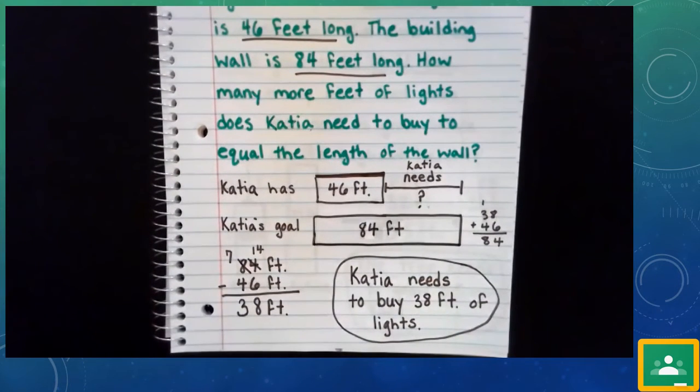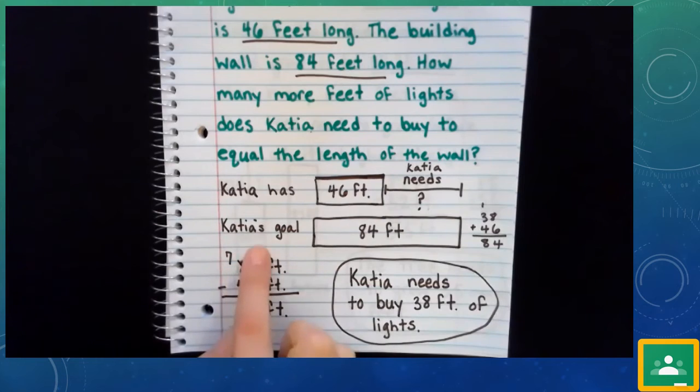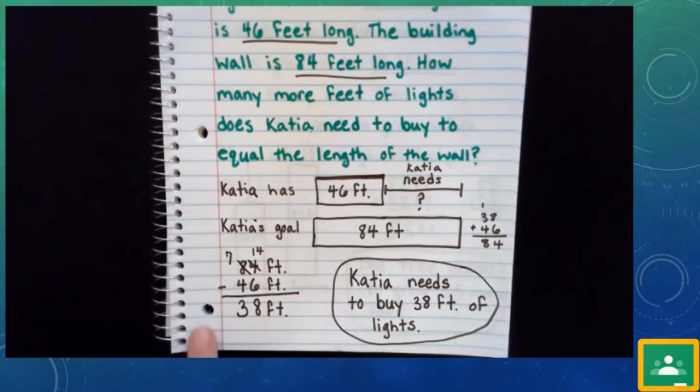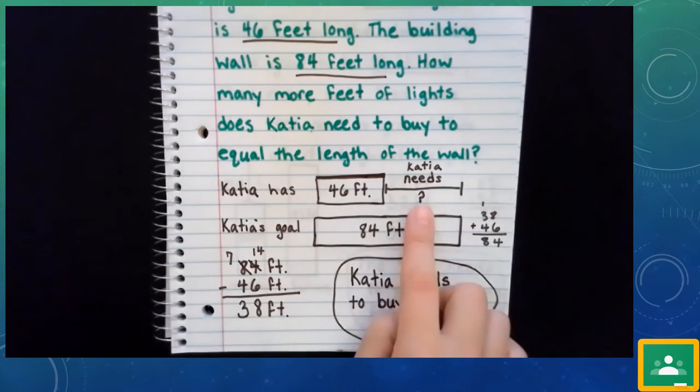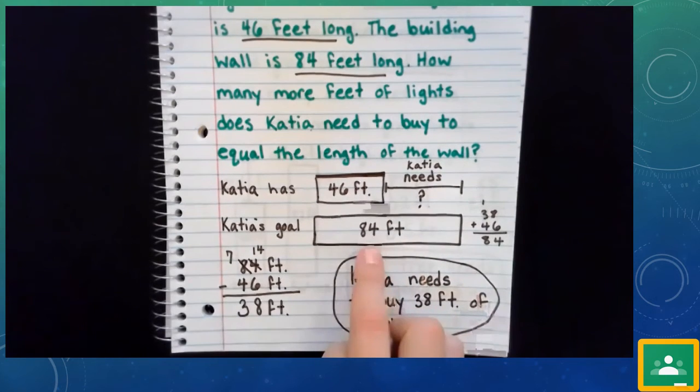To find difference, we use subtraction. So I decided to solve it this way using a standard algorithm, I used vertical form. Okay, so I stacked 84 and I took away what she already has, 46. And when I did this subtraction work, I did have to do some regrouping. So I did that so that I can easily subtract my numbers, and I found the difference of 38 feet. So the need is that she needs 38 feet to get to 84 feet.